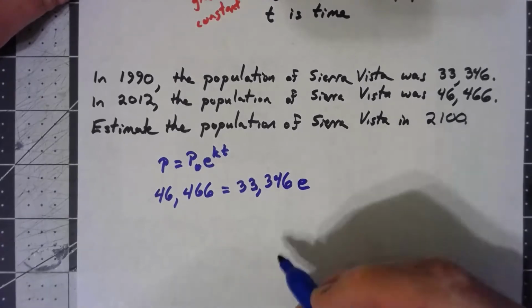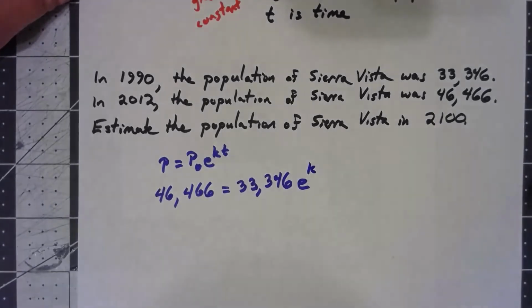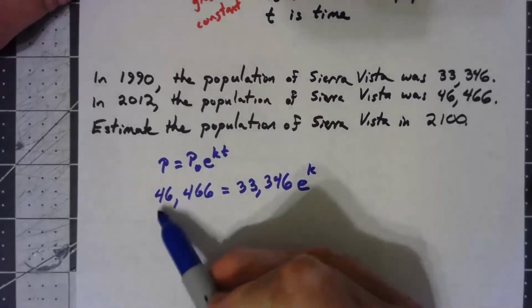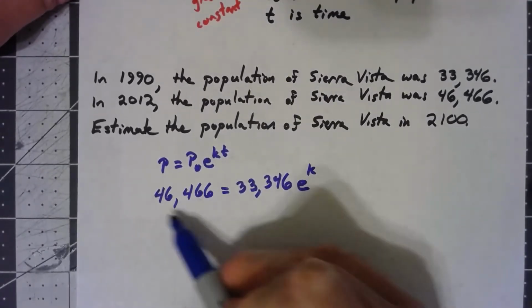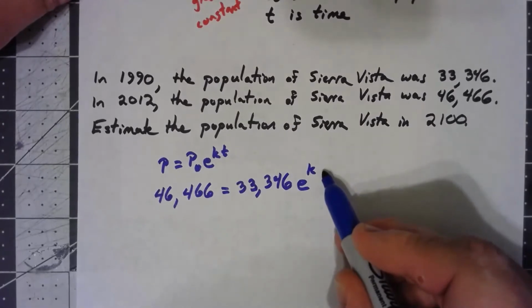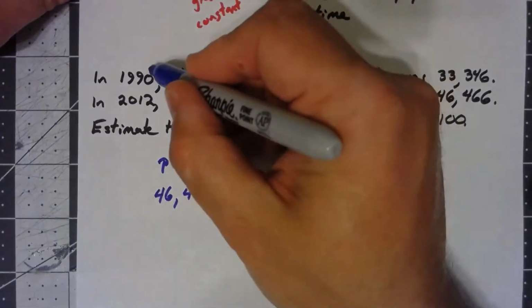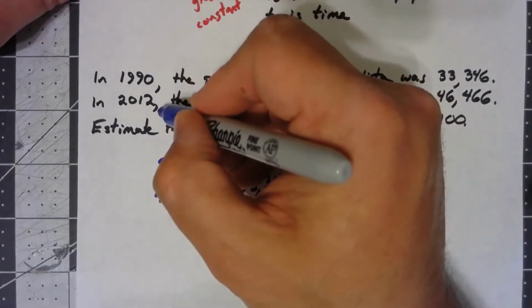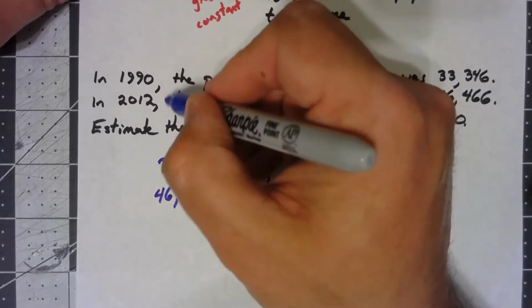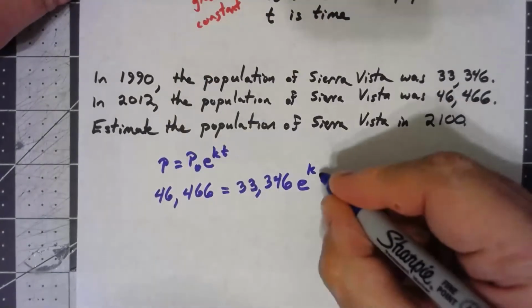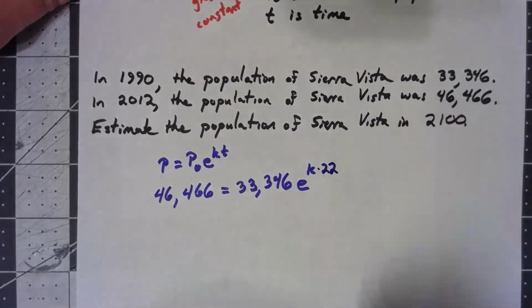e is Euler's number. We don't know what k is, but what do we put in for the time? Well, what we've got is 2012, but we don't want to put in 2012. We want to put in how much time has elapsed. So from 1990 to 2012, that was 22 years.